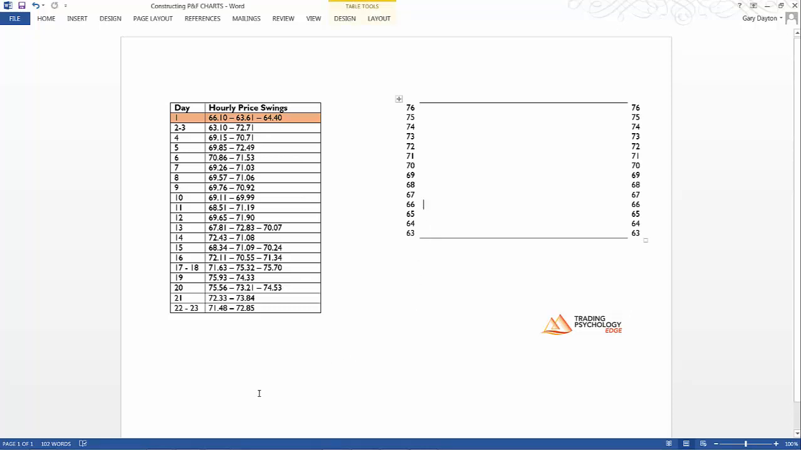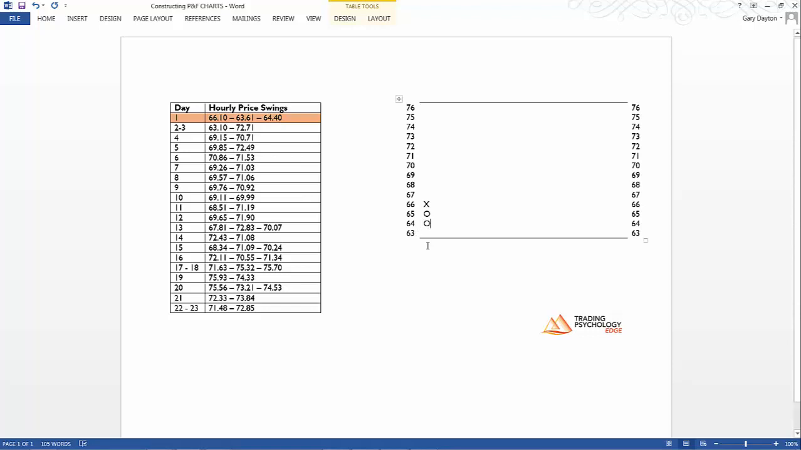For our purposes, we start at 66. So we plot a figure at 66. Now, obviously, the data shows 66.10, but we are only interested in the full figures, the full 1-point figure. So the 10 cents we don't chart. It doesn't matter to us, okay? The market goes from 66 down to 63.60, so it has to pass through 65 and also 64.